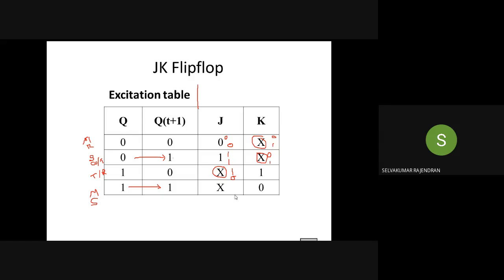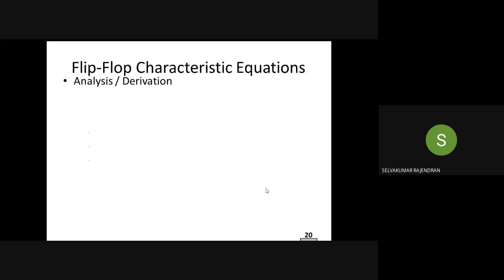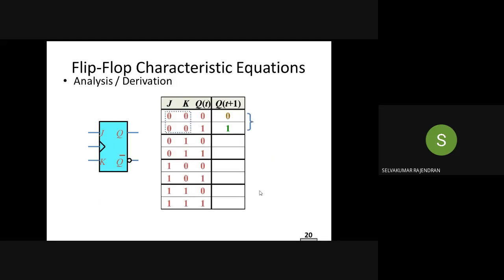So memory state means both should be 0, 0. Set condition means J should be 1. So J is 1, K value is 0, don't care. Okay, so this is the excitation table for JK flip-flop. Okay, then to derive the characteristic equation of JK flip-flop, we need to analyze the characteristics table.